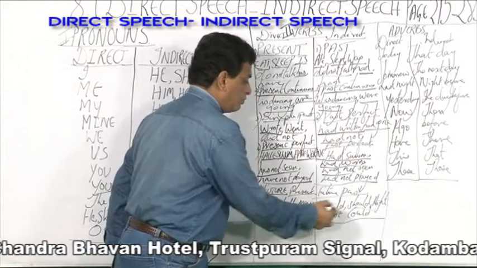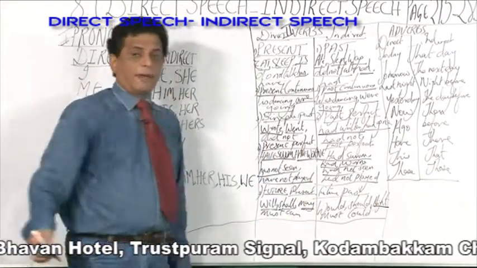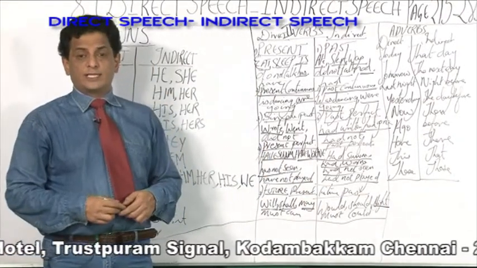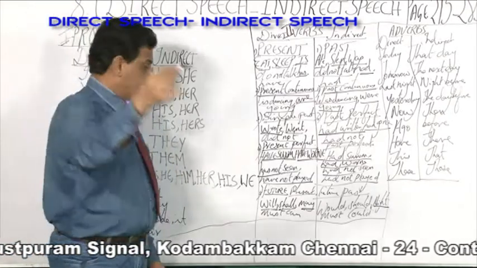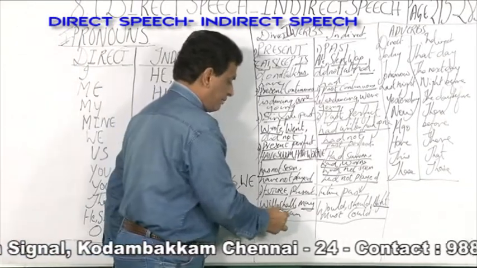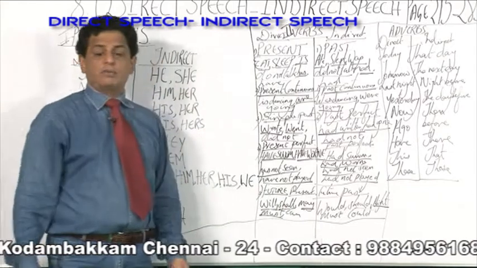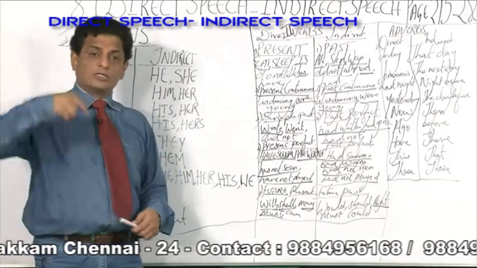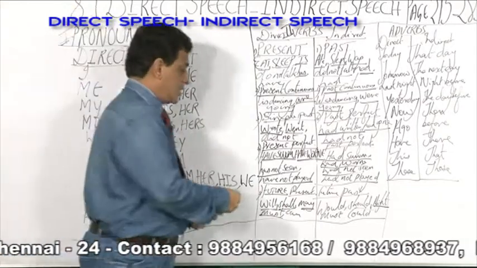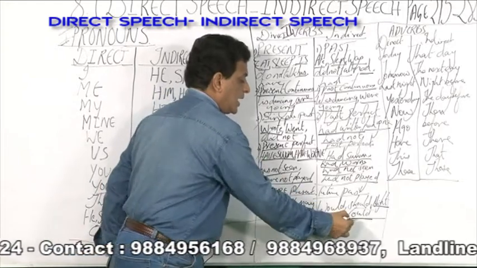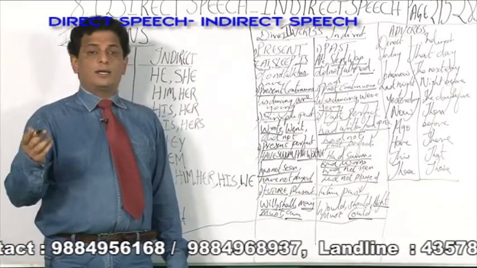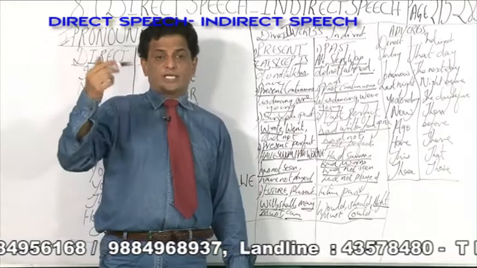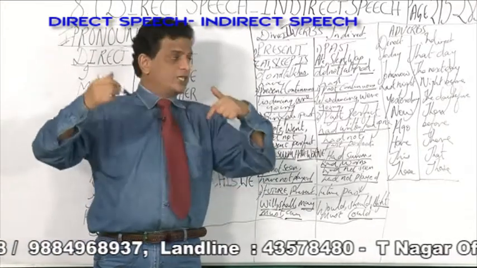"May" is changed into "might". I say, I may buy a car. You say, sir told that he might buy a car. "Must" remains "must". I must learn Hindi. You say, sir told that he must learn Hindi. "Can" is changed into "could". I say, you can study well. You go and say, sir told that I could study well.